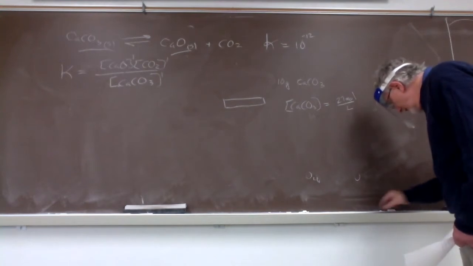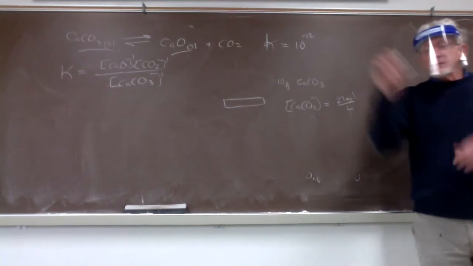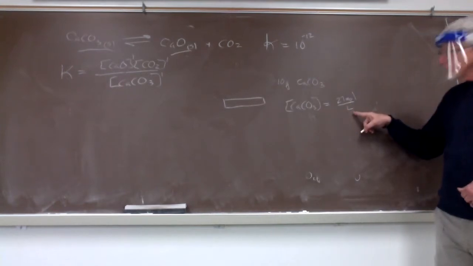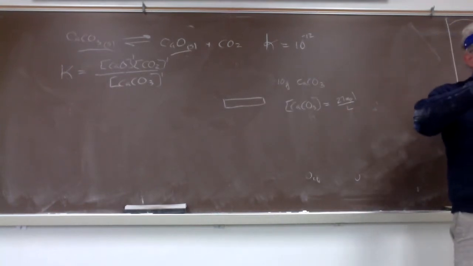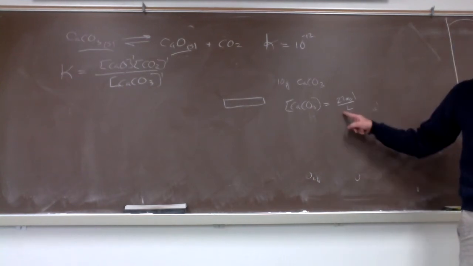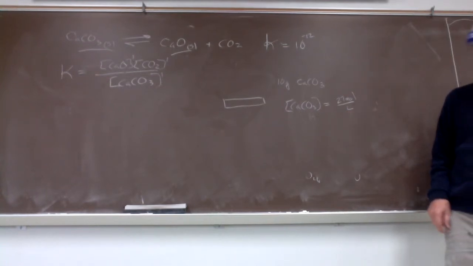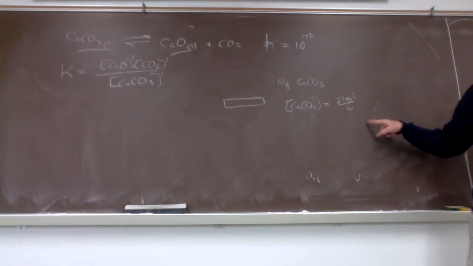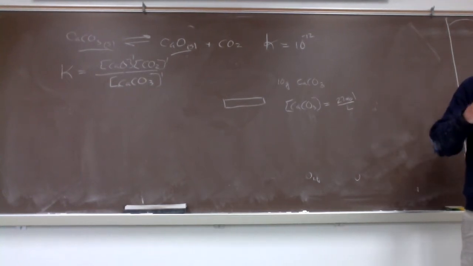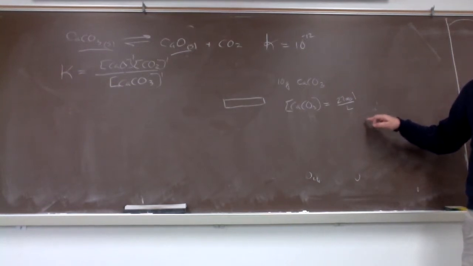So I have this 10 grams of chalk. The concentration is 27 moles per liter. Now what happens if I have 5 grams of chalk? What's the concentration? It's still 27 moles per liter. What if I have 1 gram of chalk? What's its concentration? 27 moles per liter. What if I have the tiniest little speck of chalk dust? What's the concentration of that tiny speck? 27 moles per liter. Right?